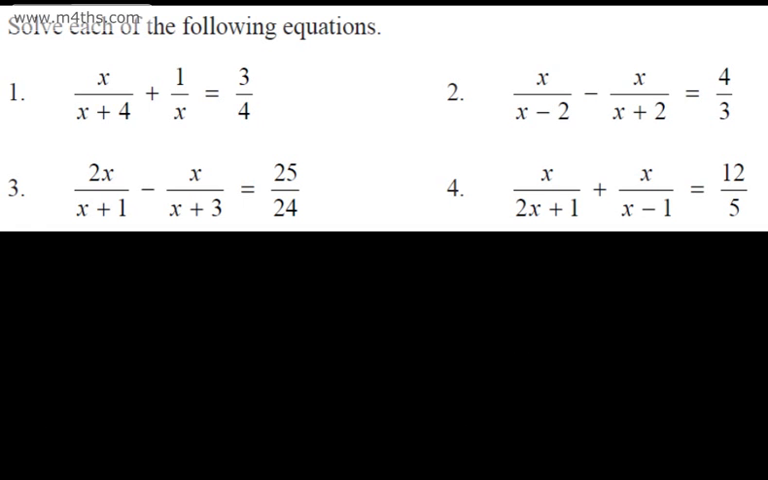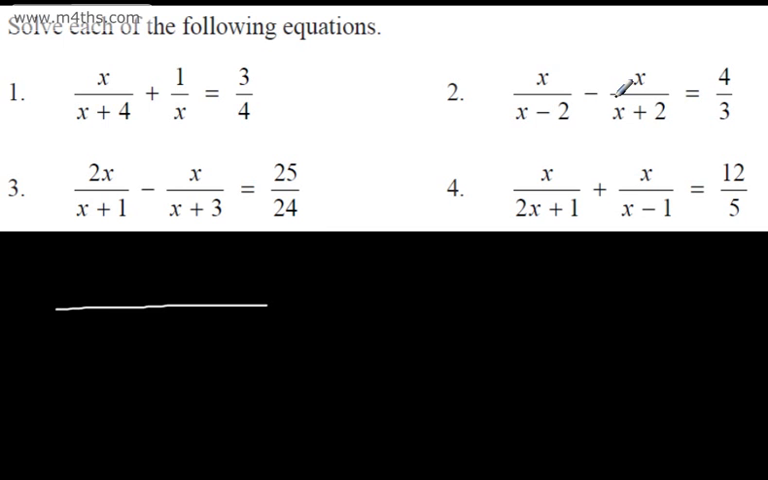Okay, let's have a go at another one. Let's try this one right here. So we've got x over x minus 2 minus x over x plus 2 is equal to 4/3. So what I'm going to do is simply write the common denominator. The common denominator will be the product of x minus 2 and x plus 2. Just be careful on this one. This could be the difference of squares. So we could have x minus 2 multiplied by x plus 2, which would give us x squared minus 4.